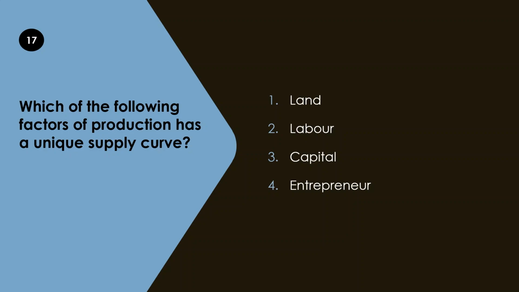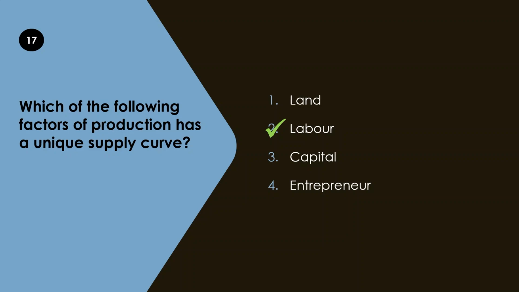But what sounds more correct? It is labor. You must have done the backward bending supply curve of labor. Even the entrepreneur, you cannot say that the supply of entrepreneurship is predictable or standard, because it all depends on who has the ability to take risk, innovation, and economic conditions.